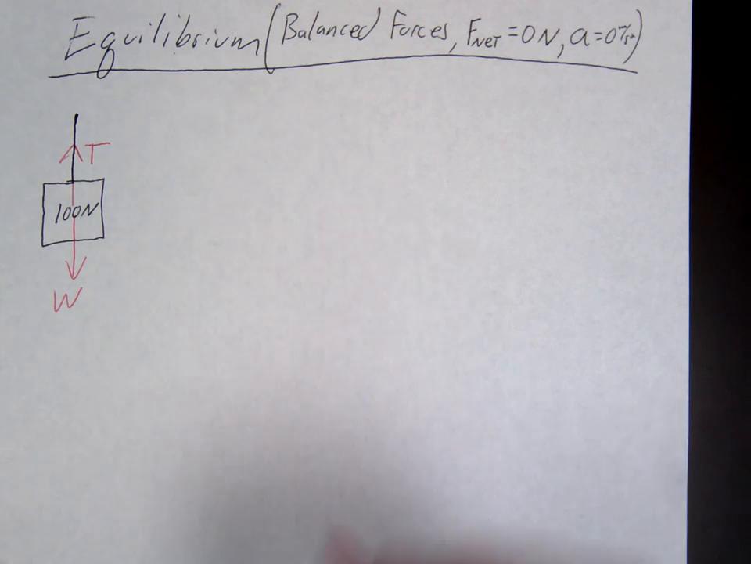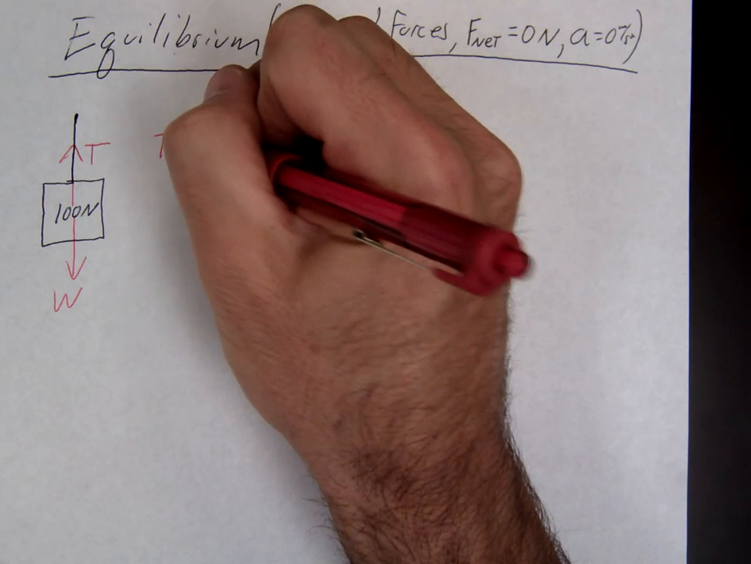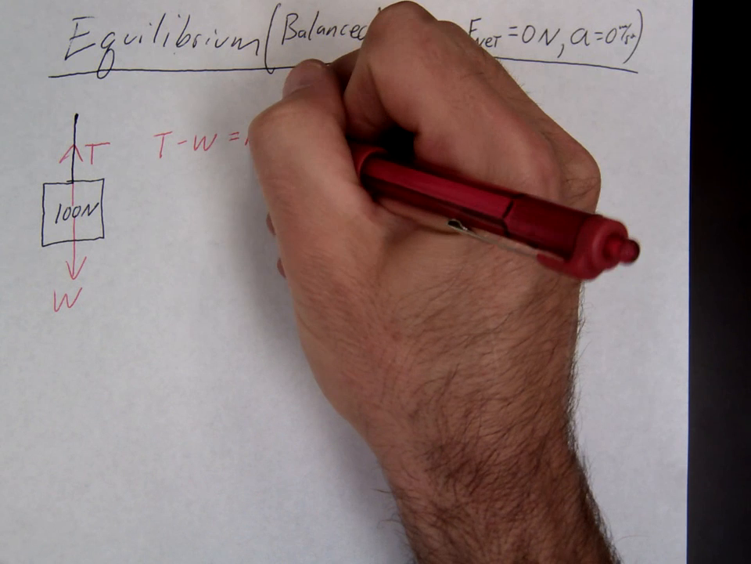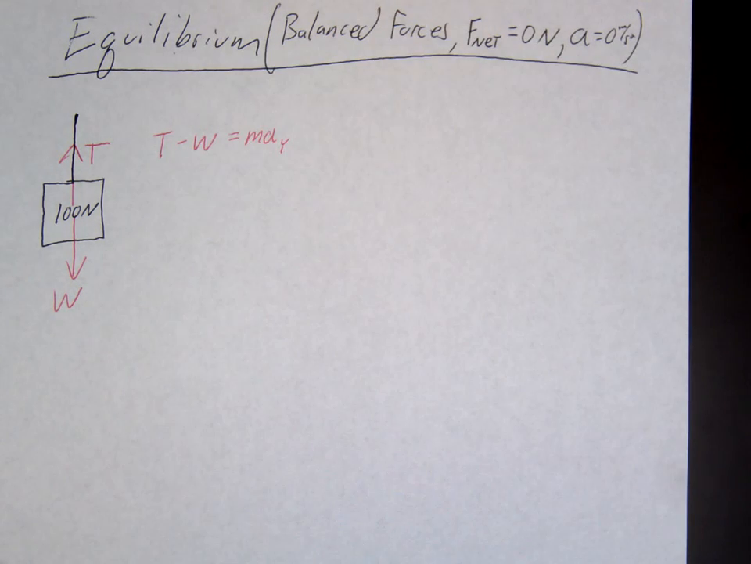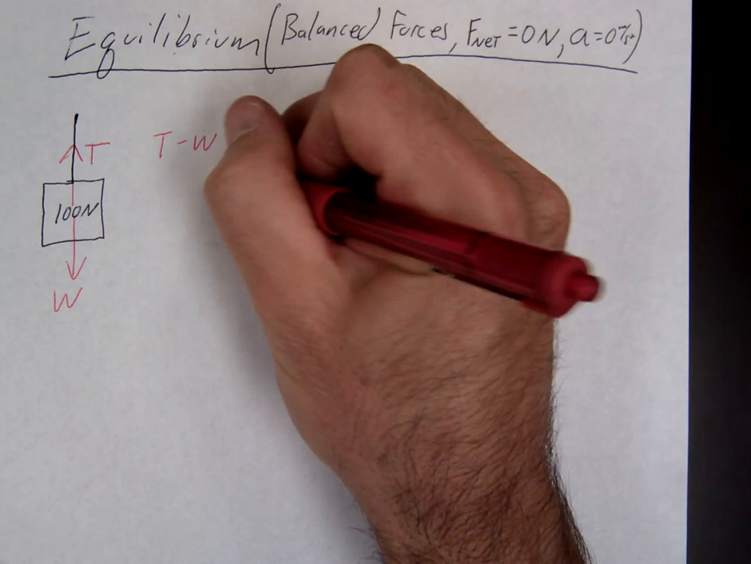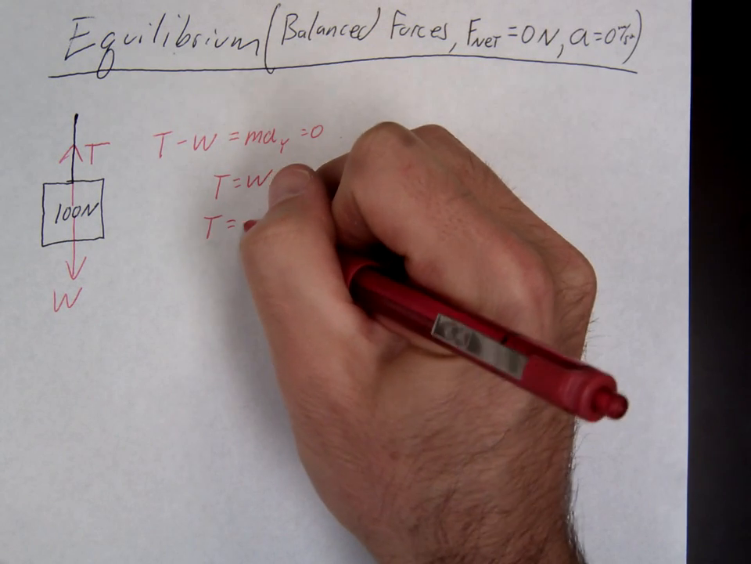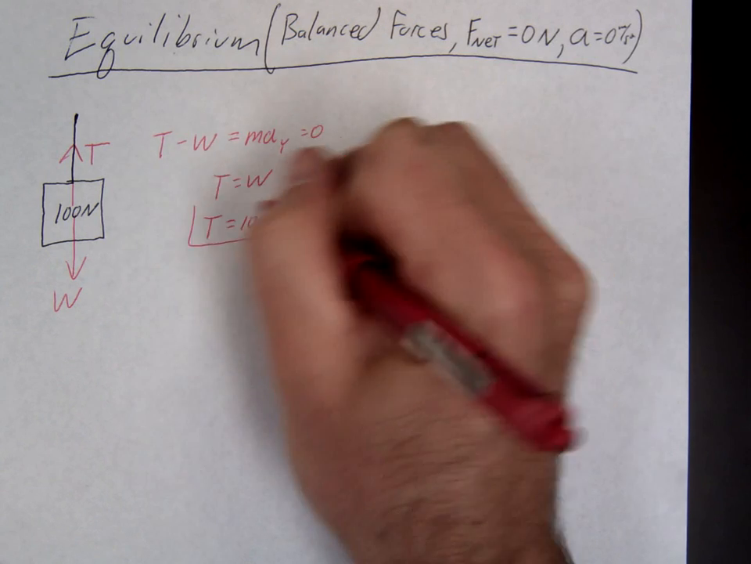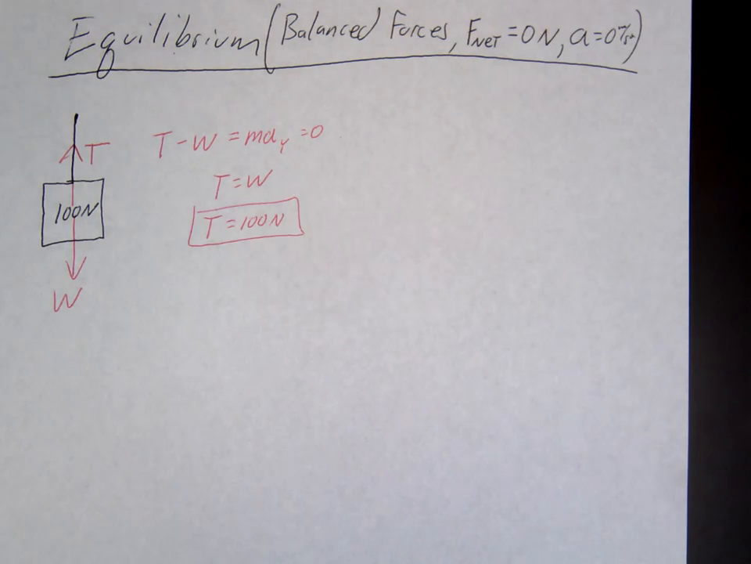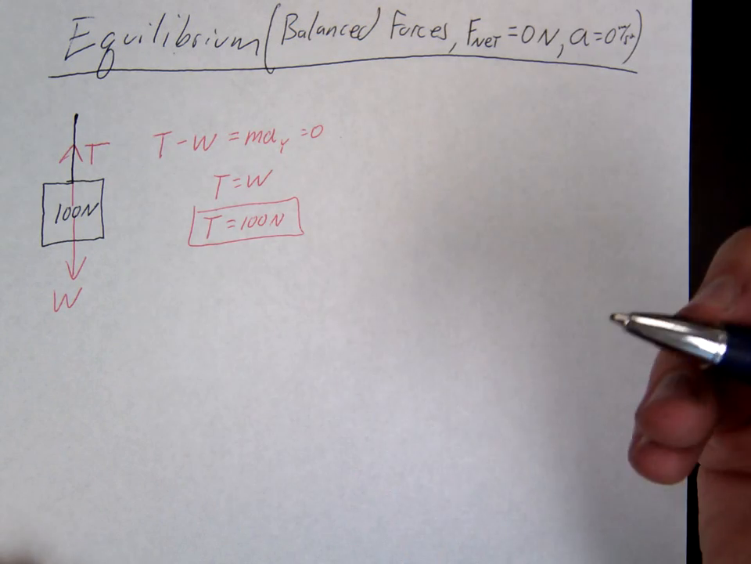Well, when we sum up our forces, it's just going to be tension minus weight equals ma. This is just the y direction. If it's just standing still, what's our acceleration? 0. Okay, which means the tension should equal the weight. Right, and hopefully that makes sense to you. If this is 100 newtons pulling down, how much force should pull up? 100 newtons should pull up, right? Okay, pretty easy.